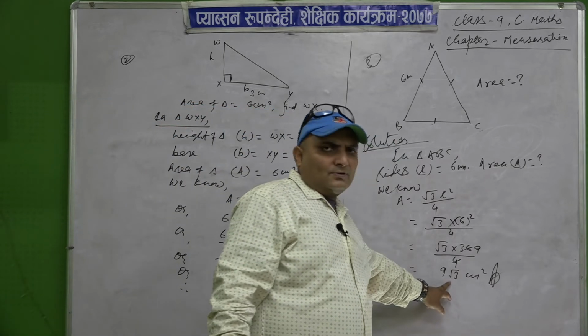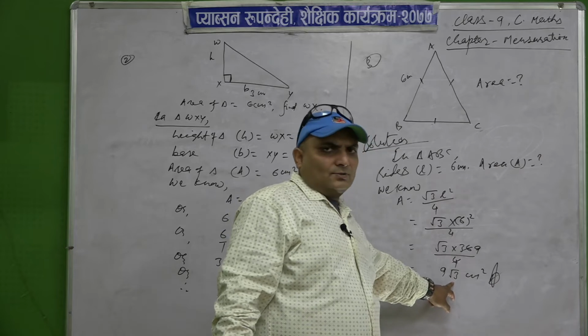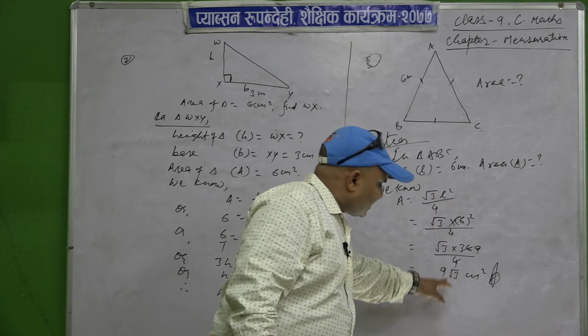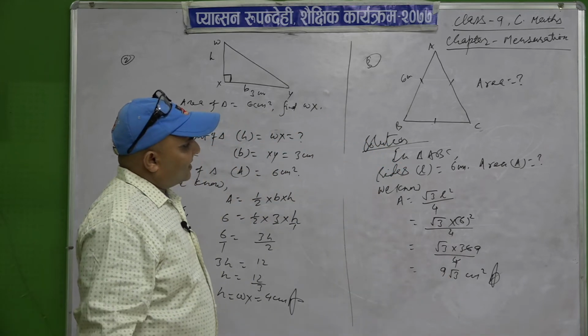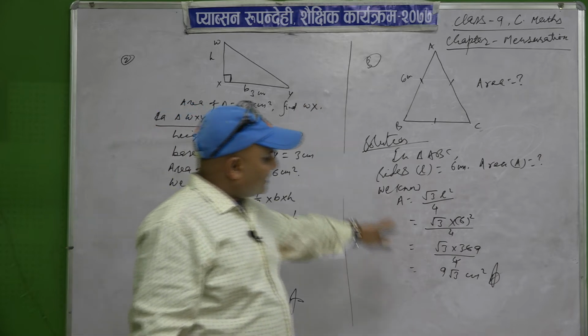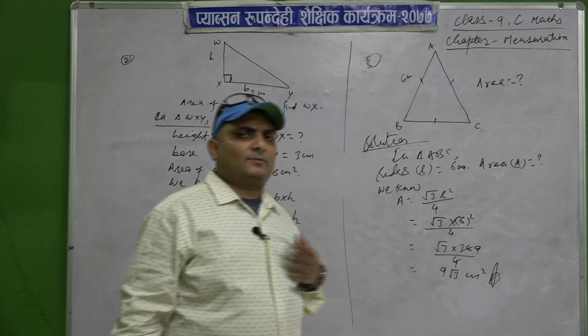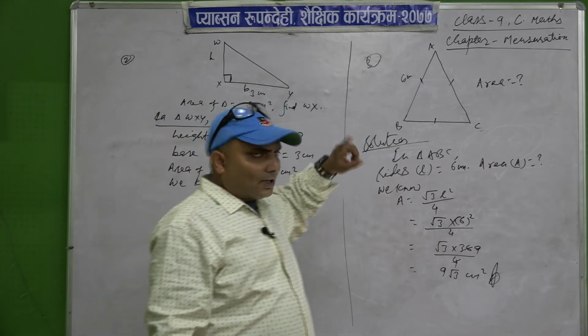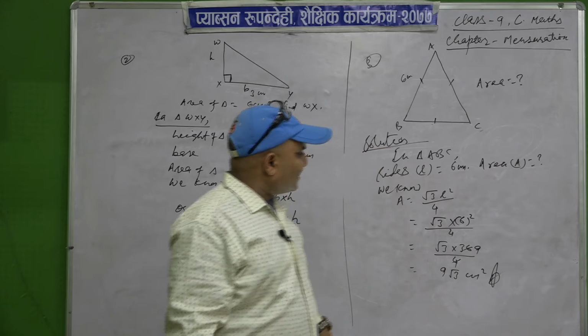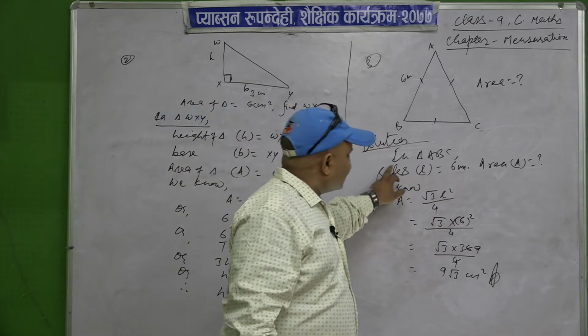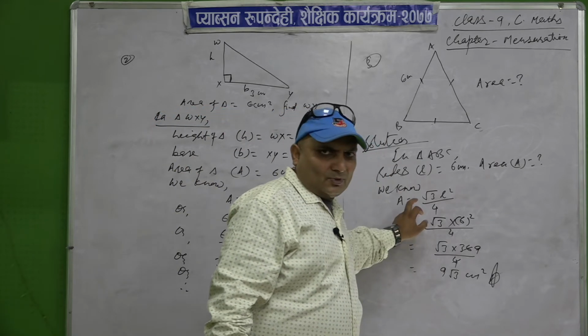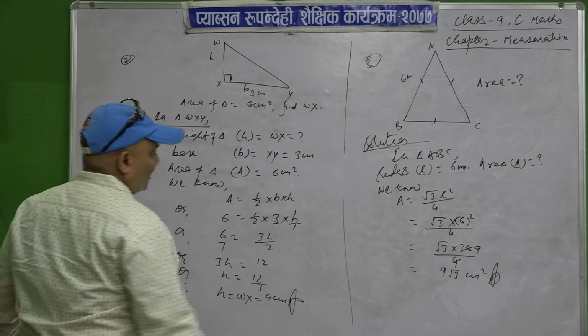Okay, you can put the value of root 3 also in decimal, but you can write this way also. The area of the equilateral triangle ABC is 9 root 3 centimeter square. We can use other formula also, okay, but to do it very easily or in short time we use this formula directly. Now fourth question.